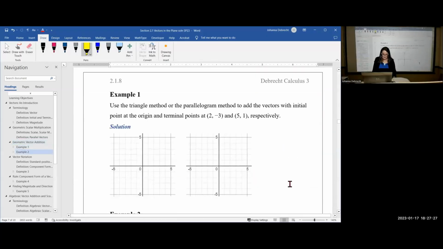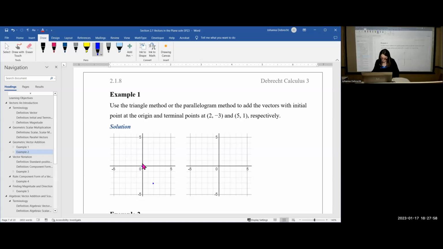Okay, let's take a look now at example 1. In example 1, we're going to use either the triangle method or the parallelogram method to add the vectors with initial point at the origin and terminal points at (2, -3) and (5, 1), respectively. So we want to add those together. So the first thing we want to do is put them out here. So we know our initial point on both is at the origin. One terminal point is at (2, -3), which would be here.